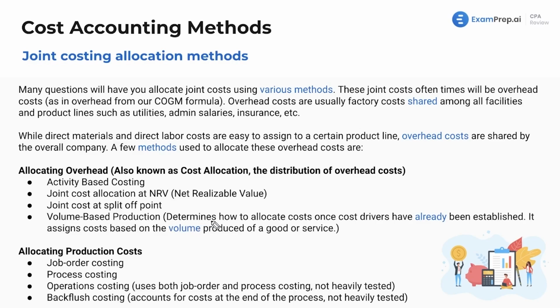Volume-based production determines how to allocate costs. Once the cost drivers have already been established, it assigns costs based on the volume produced of a good or service. Nothing too crazy.